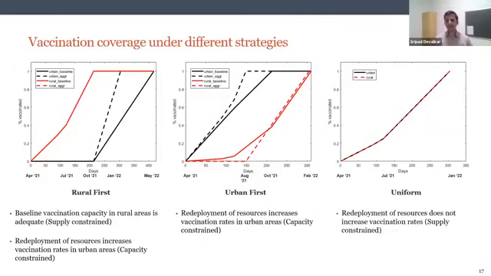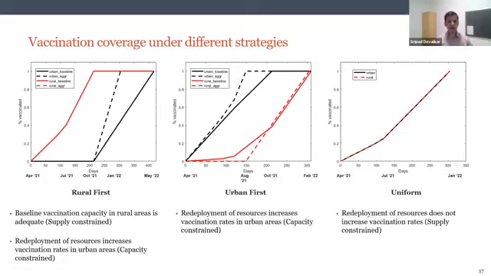And finally, when we consider a uniform strategy where supply is allocated to both rural and urban areas in proportion to the population, at an aggregate, you are supply constrained, and there is enough capacity in either of these locations to handle the amount of supply that becomes available when allocated proportionally, and therefore aggregation makes no difference whatsoever, and you finish vaccinating your entire population by around January of 2022.